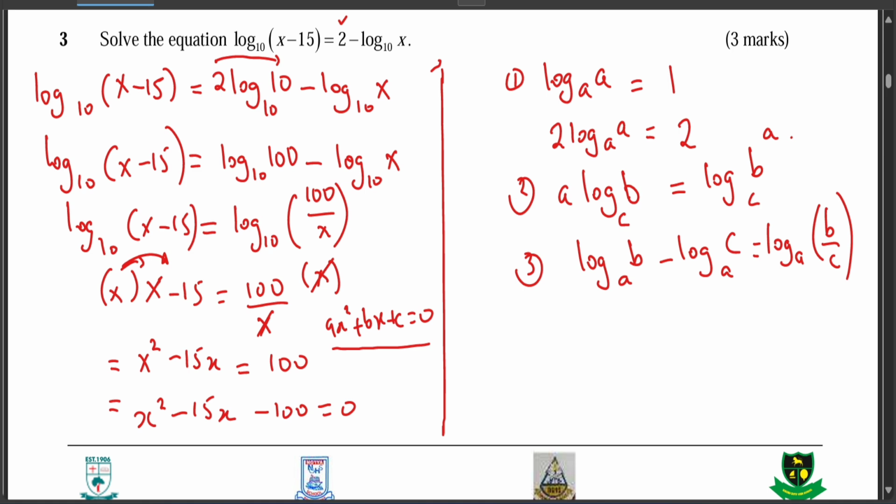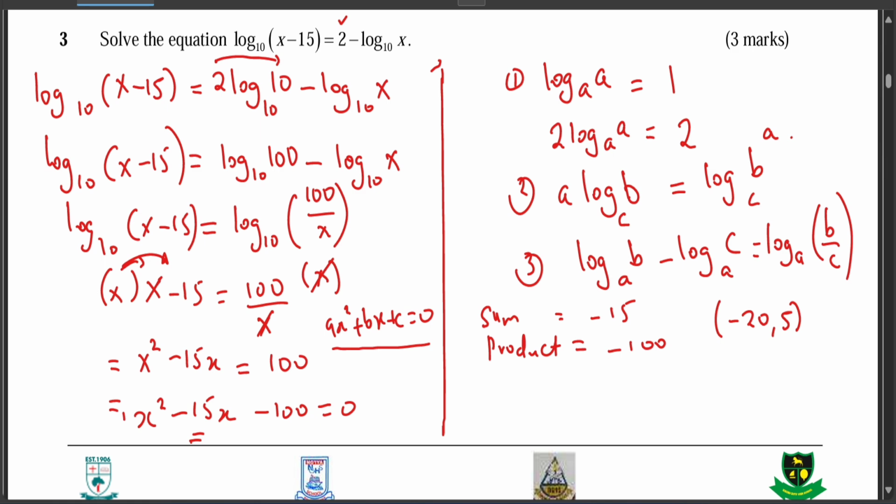So then we continue from there, and you use something called sum product to find the value of x. So our summation is the number which is in the middle, which is negative 15. Our product is just negative 100. 1 times negative 100 gives you negative 100. So which are the two numbers that if I multiply gives me negative 100, if I add them gives me negative 15, and those two numbers are negative 20 and 5.